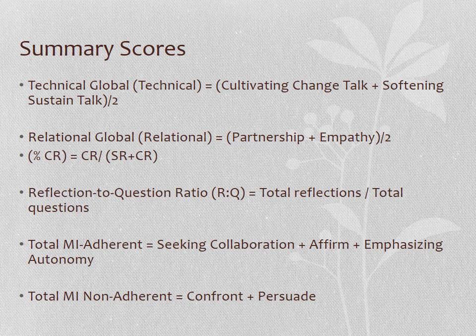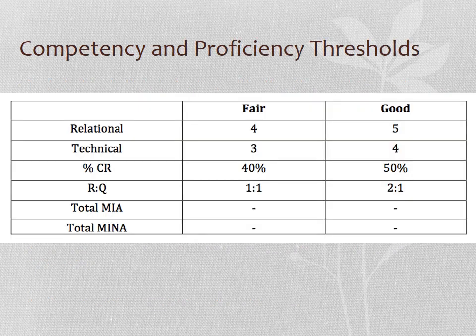And again, your goal here is to get as many complex reflections as possible, so that more of your reflections are complex. You also can calculate your reflection to question ratio. What you're shooting for in your own counseling is 2 reflections for every 1 question that you ask. And so this is how you figure out how close you are to that recommended ratio. And then you can create a total MI adherent score and then a total MI non-adherent score. And so these are the scores that you'll report on whenever you watch a video.